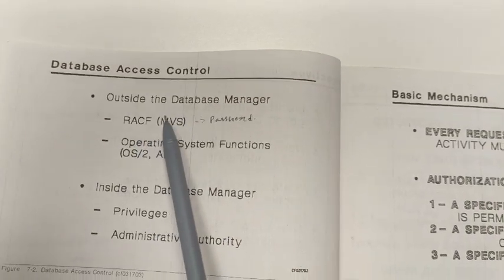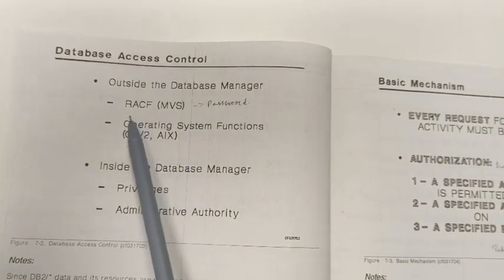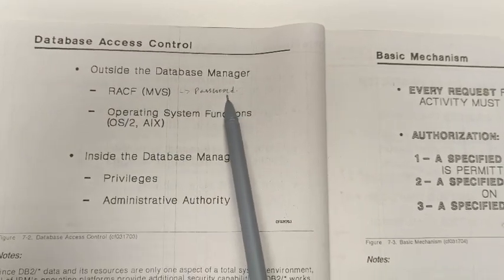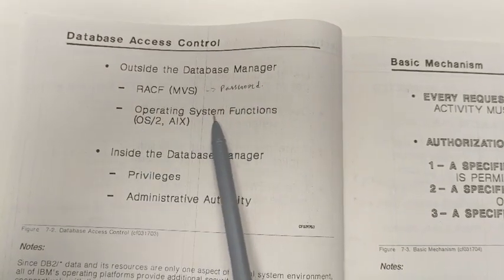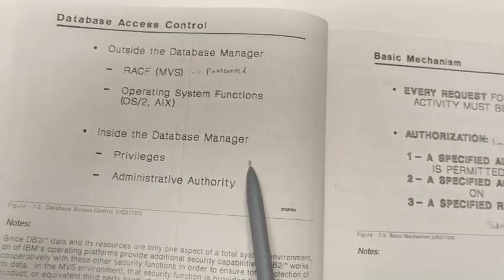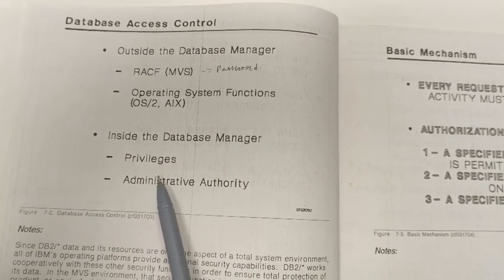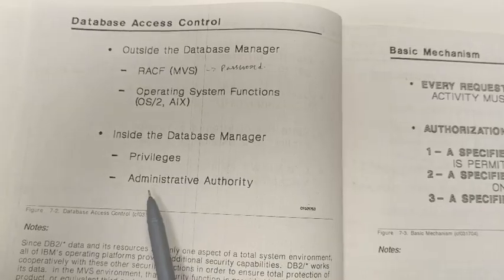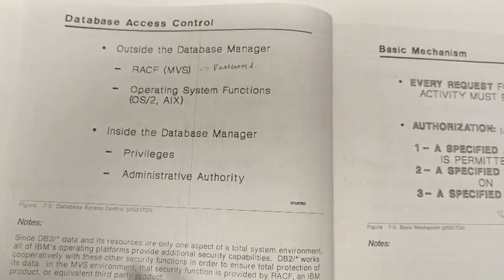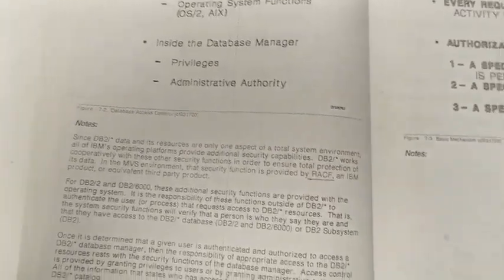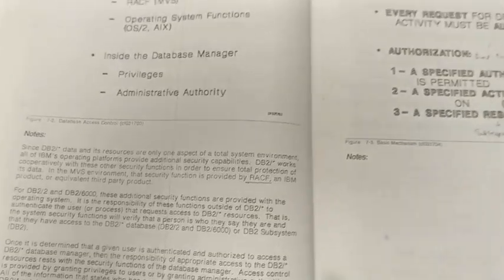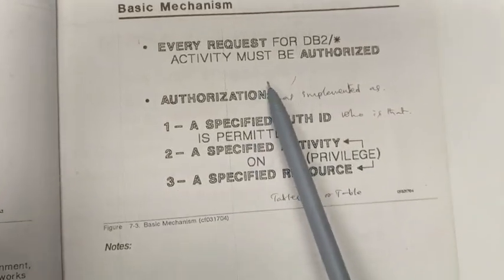And these are database access control. From outside of the DB2, the DBA has control through passwords and operating system functions. Within the database manager, the access a DBA has is controlled by privileges, and another mechanism is administrative authority. These are the basic mechanisms.